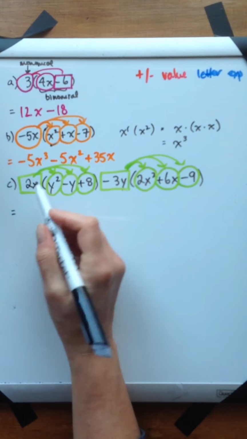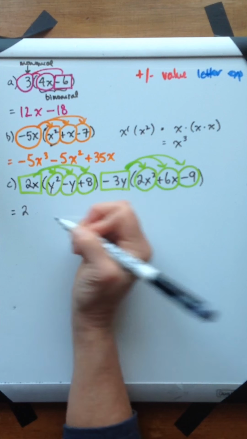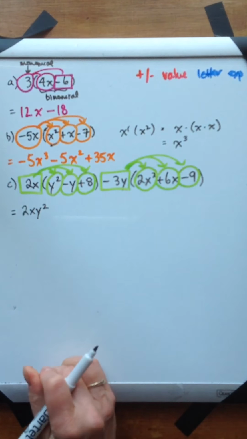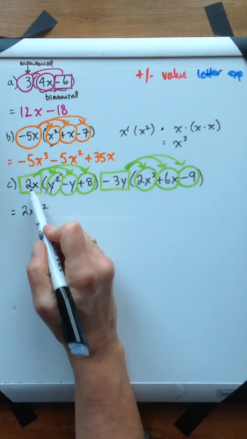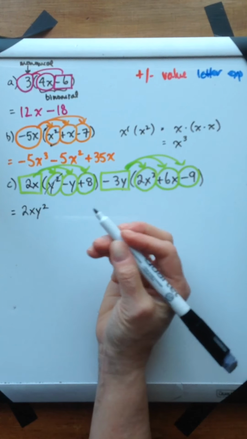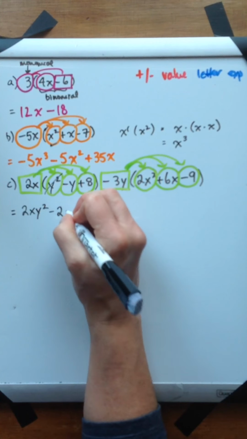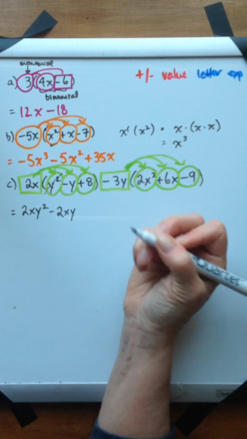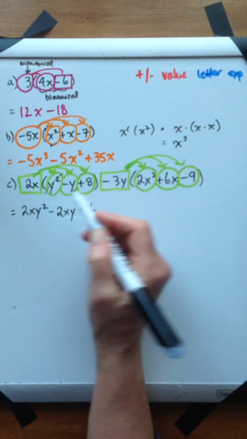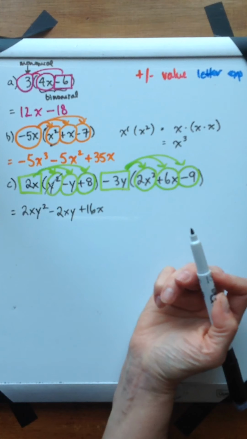All right. Signs. Positive. 2 times 1, 2. X times y squared, xy squared. Next one. Positive 2 times negative 1. We can maybe lump those 2 together now to save a bit of time. Negative 2. X times y is just x times y. Positive 2 times positive 8, 16. No literal part here, so just x from this term here.